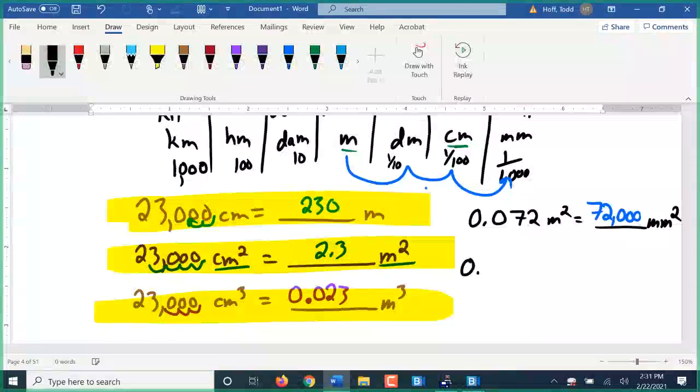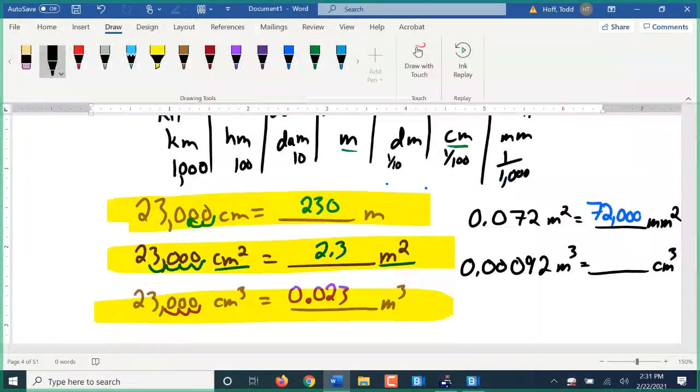What if I have 0.00092 meters cubed? I want to go into centimeters cubed. Well, on the chart, to get from meters to centimeters, there's 2 spots on the chart, but now it's cubed. So since it's cubed, every spot on the chart is 3 decimal places. So 2 spots on the chart would be 6 total decimal places. 1, 2, 3, 4, 5, 6. Got to add a 0. 920 centimeters cubed.